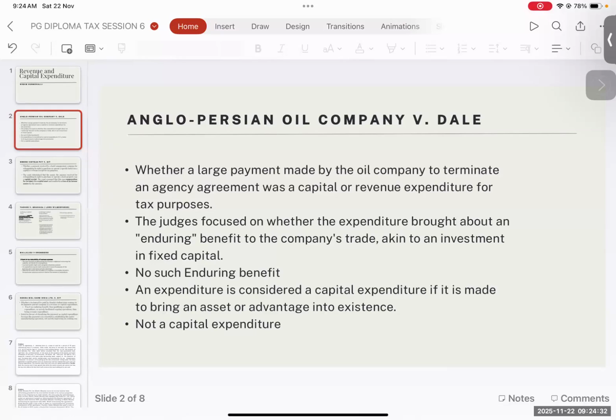And in this case, the Anglo-Persian Oil Company decided to terminate its agency agreements with its agents in Persia. The question was whether the large payment made by the oil company to terminate an agency agreement was a capital or revenue expenditure for tax purposes. And here the judges focused on whether the expenditure brought about an enduring benefit to the company's trade, akin to an investment in fixed capital. And they said, no, there's no such enduring benefit. An expenditure is considered a capital expenditure if it is made to bring an asset or an advantage into existence. And here they said there's no such thing. They just canceled the agency contracts and paid them a lump sum. So it's not a capital expenditure. And if you go to your note, I'm just going to go to the note here.